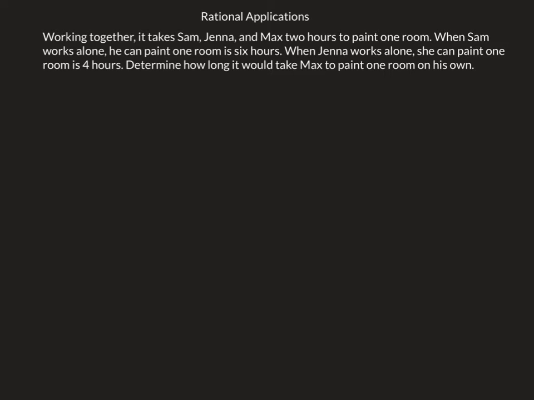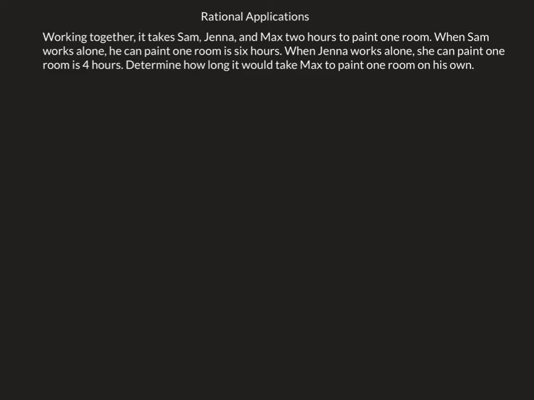In this video, I'll show you how to solve this rational applications problem. Working together, it takes Sam, Jenna, and Max 2 hours to paint one room. When Sam works alone, he can paint one room in 6 hours. When Jenna works alone, she can paint one room in 4 hours. Determine how long it would take Max to paint one room on his own.